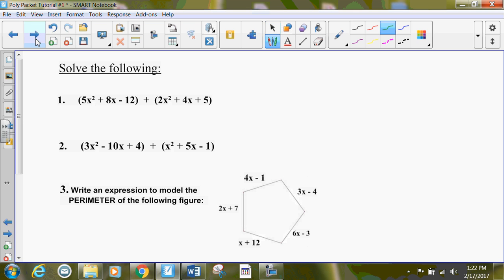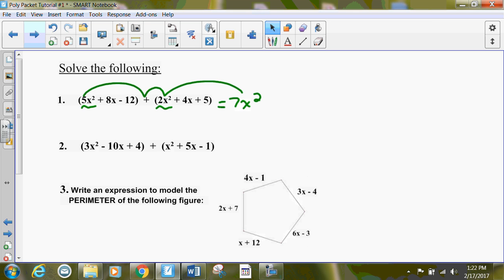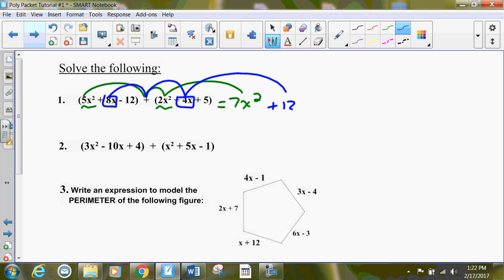So here we go. I see that I have a 5x squared. I see I have a 2x squared. If I'm adding them together, I end up with a 7x squared. So we're doing the same thing, but now we have 3 terms for each polynomial. If I have an 8x and a 4x, then 8x plus 4x is 12x. If I have a negative 12 and a positive 5, then negative 12 plus 5 is negative 7.